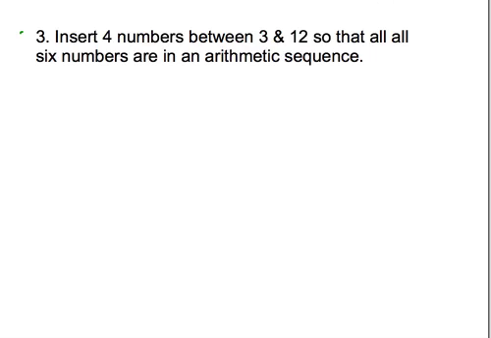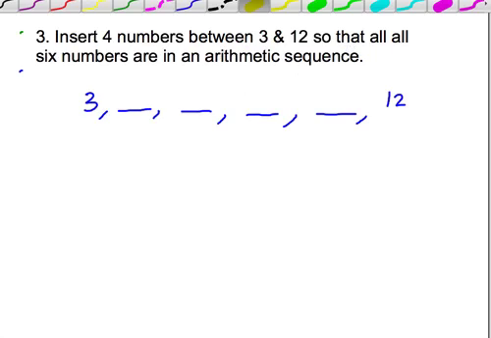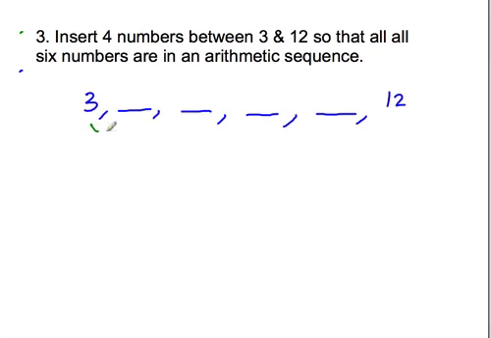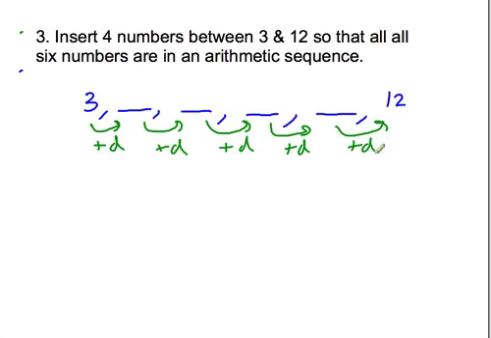Okay, one last example. In here, we want to insert 4 numbers between 3 and 12 to make an arithmetic sequence. So we have 3, then we have 4 numbers in between, and then 12. So we want to insert numbers to make an arithmetic sequence. So the thing about an arithmetic sequence is you're always adding the same common difference. And how many times are we doing that? We're doing that 5 times.